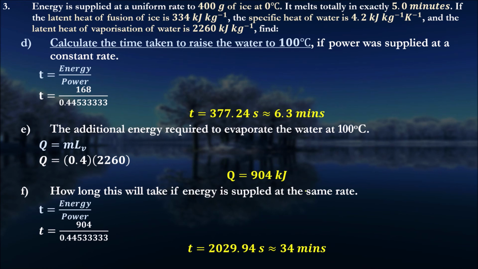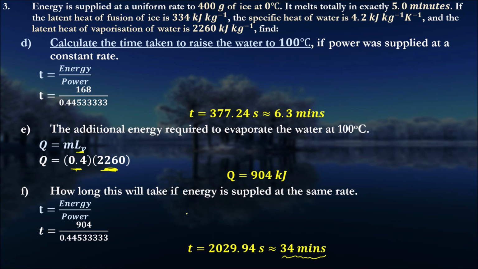So with E, we simply use the latent heat of vaporization. Again, convert the mass of water into kilograms and then multiply by the latent heat of vaporization. That's our overall value in kilojoules. Okay, and then to find the time, you'll find that it takes about 2029 or 2030 seconds, so about 34 minutes to cause the complete vaporization of water from liquid into a vapor.